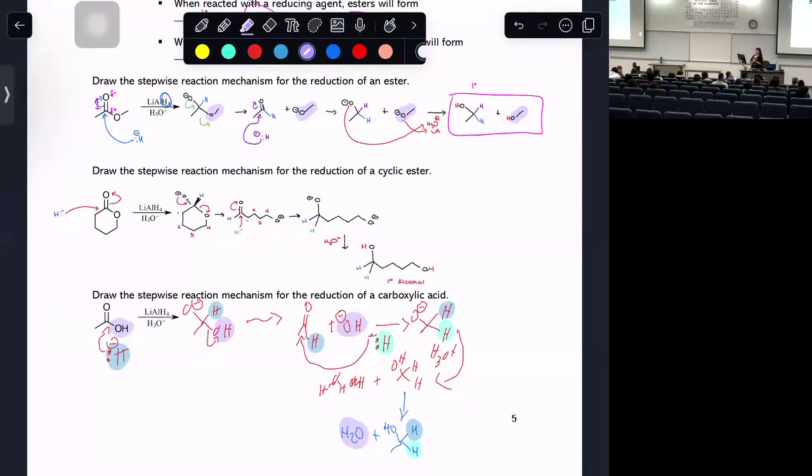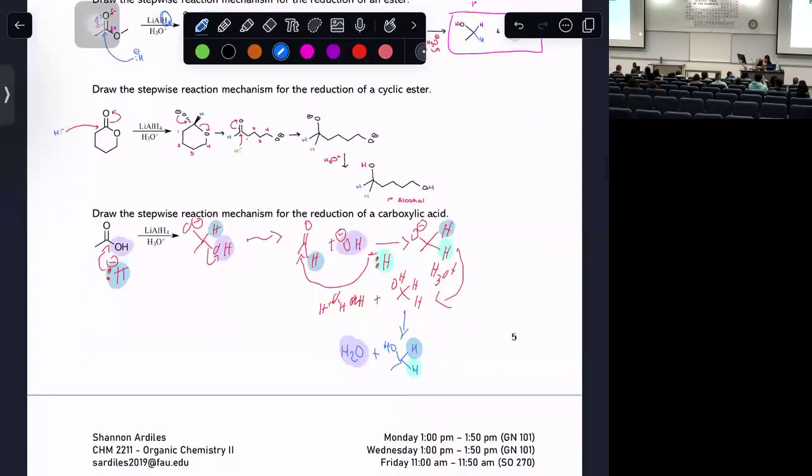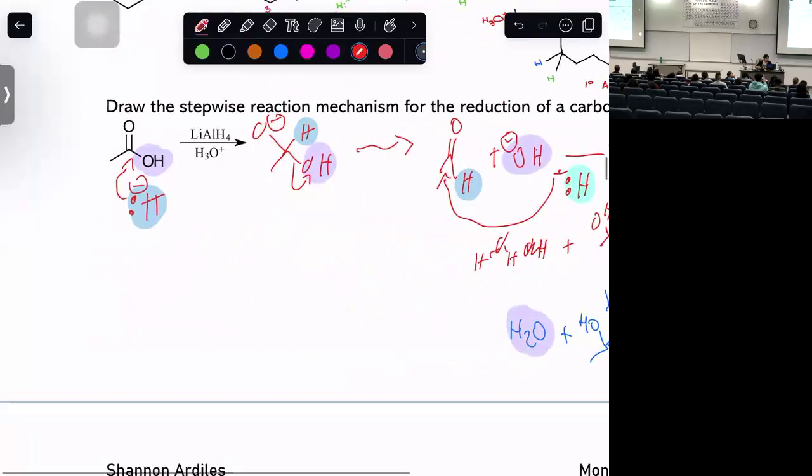Questions on the mechanism? Does it make sense? Easy to follow? Okay, great job. So now that we know how to do reductions for aldehydes, ketones, esters, and carboxylic acids, now we can make a little summary of that. Because again, remember, you're not going to get questions on the exact mechanism. So as long as you remember the transformation, you are good with that. So let's just start writing this down in here.